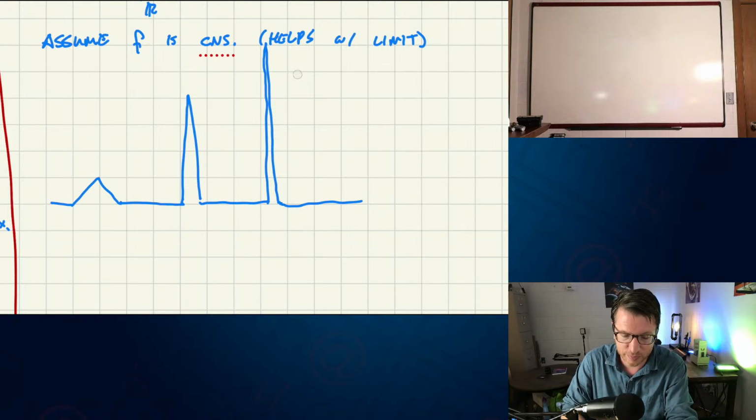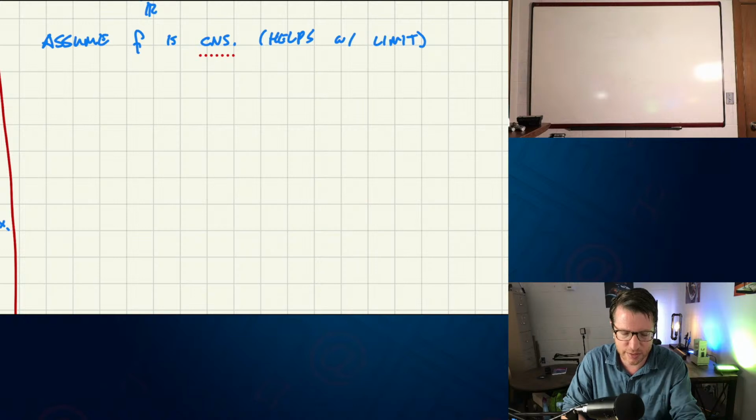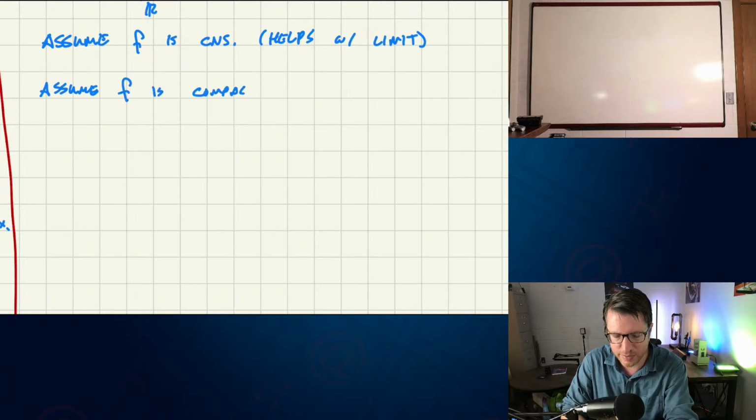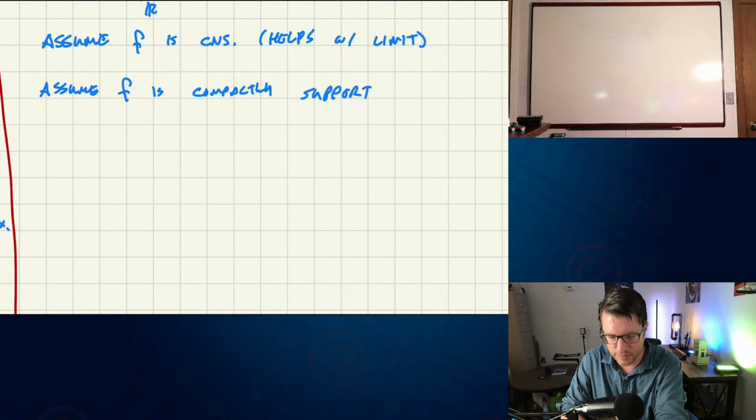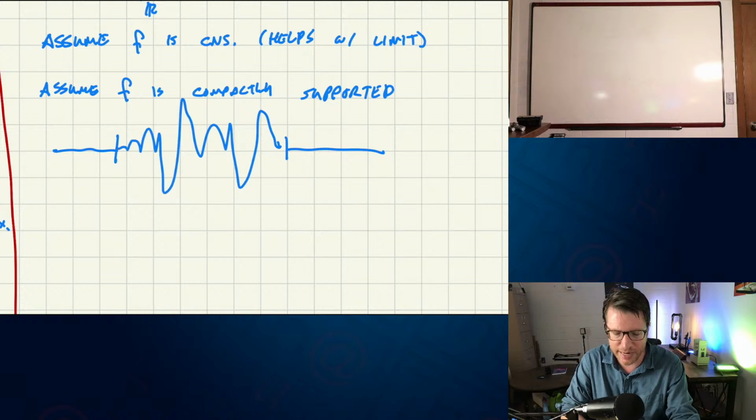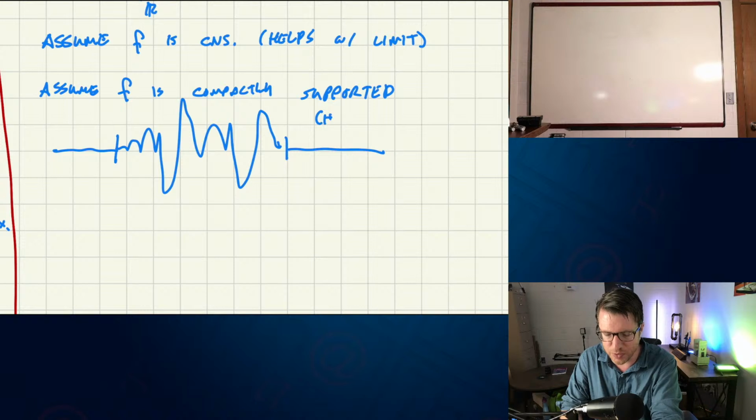So what we're going to do is assume that f is compactly supported. That is, outside of some region, f is 0. So it can do whatever it wants here, but outside of this region it has to be gone. And so what this does is it helps with the bound.